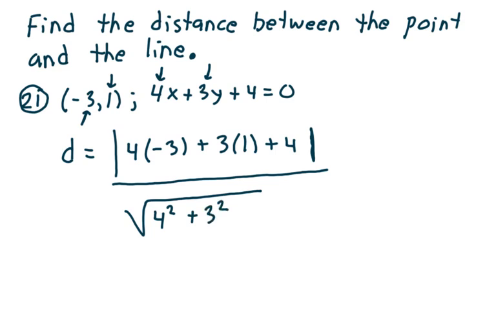Now, here, negative 12 plus 7 is negative 5. The absolute value of negative 5 is 5. So this is 5 divided by 5, right? The square root of 4 squared plus 3 squared is the square root of 25, which is 5. And so this distance is 1.